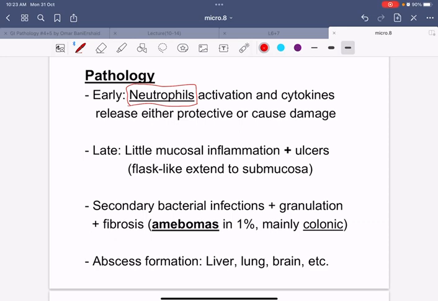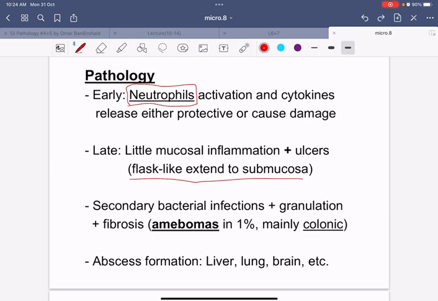The characteristic of these ulcers is that they are flask-like, extending to the submucosa. Flask-like ulcers. Secondary bacterial infection may occur. Granulation tissue will be formed because of the ulcers, and then fibrosis. So you have bacterial infection, granulation and fibrosis. What do we call this in pathology? A granuloma, right? So this is called an amoeboma.